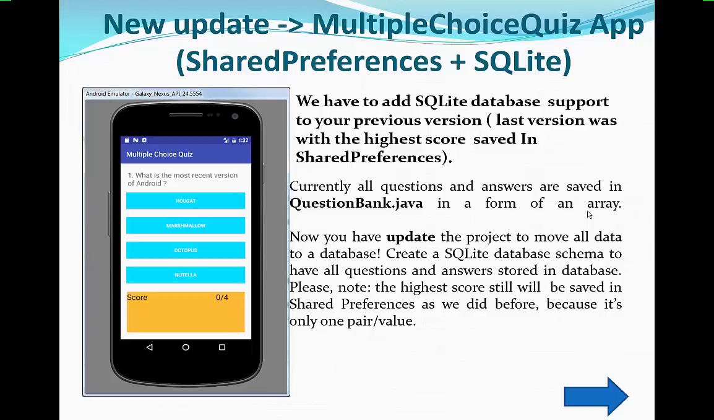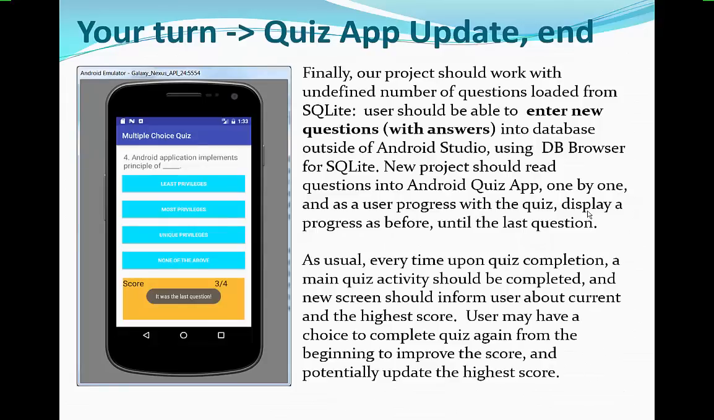So we have to update the project to move all questions to the database, and we have to create a SQLite database schema to have all questions and answers stored in the database. Note the highest scores will be saved in shared preferences as we completed before, because it's only one value per element. Finally, our project should work with an undefined number of questions loaded from SQLite.